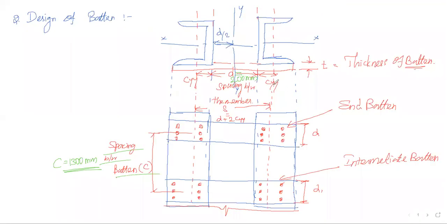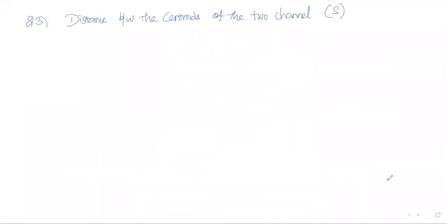That is nothing but the distance between the centroids of the two channels. This is nothing but S, so from here to here. So S is equal to D plus 2 times CYY.